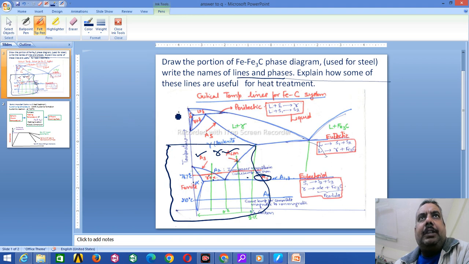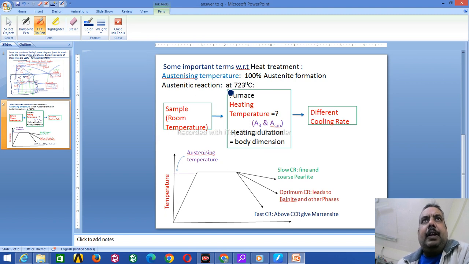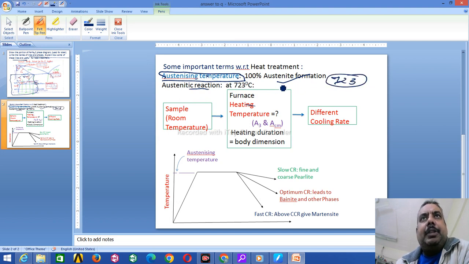Explain how some of the lines are useful for the heat treatment. Now how these lines are useful, that is a very important thing. So in that case we have to know some of the important terms. The first important thing is austenizing temperature, where 100% austenite is found. Then austenitic reaction, when we cool below 723 degrees centigrade. The austenizing temperature may be any temperature above 723. You will see it from the diagram. Then when cooling below 723 degrees centigrade, the austenitic reaction occurs. So these are the two important things.